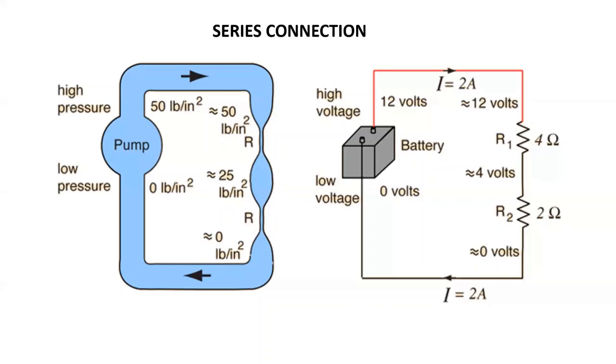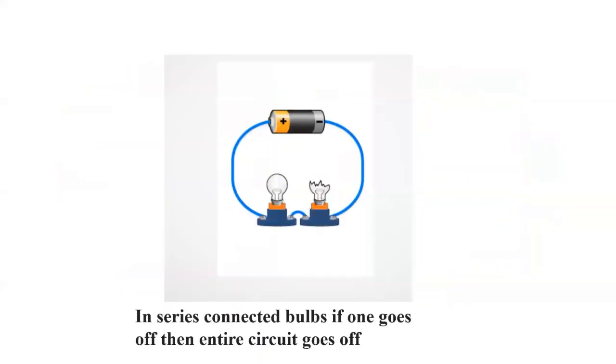In the same way, if you connect a circuit in series and one bulb goes off, then the entire circuit stops working. It becomes an open circuit. This is why we don't connect decoration lights or our home wiring in a series connection.